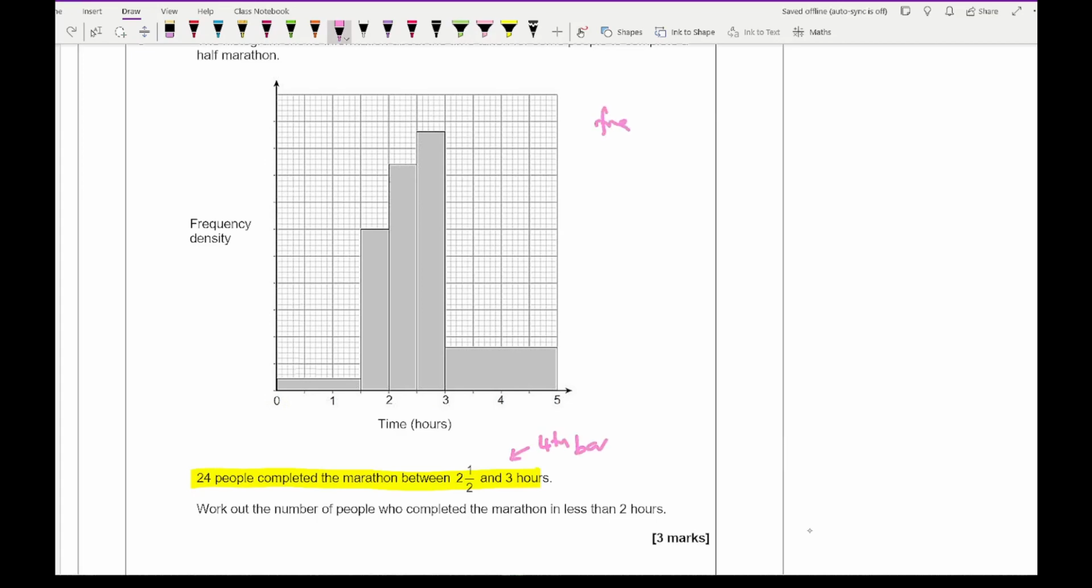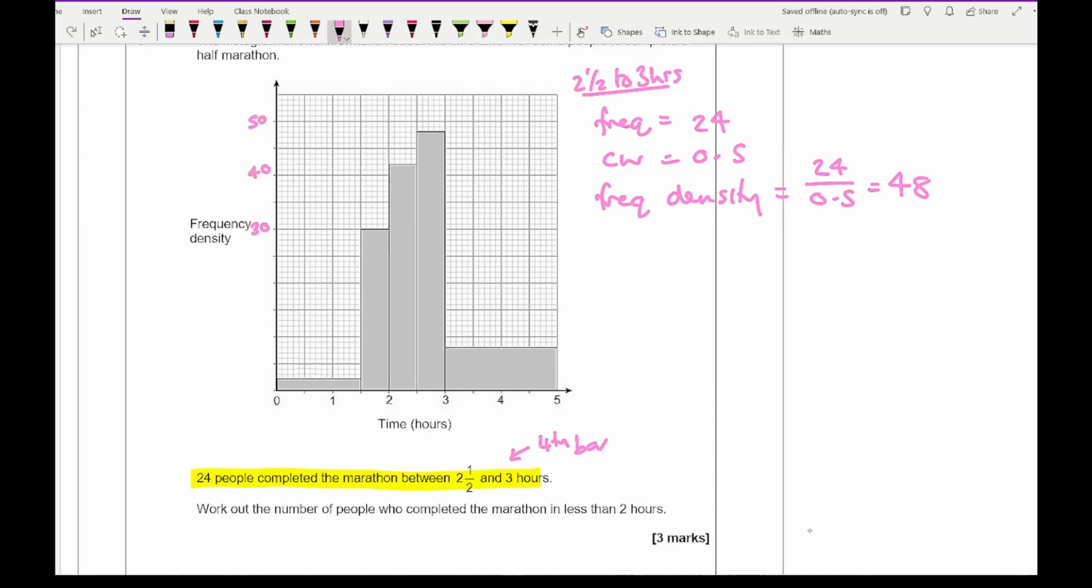So again, the frequency for 2.5 hours to 3 hours is 24. The class width is 0.5 because I'm working in hours. So the frequency density is going to be 24 divided by 0.5, which equals 48. So from this, what I then need to do is work out, if this last bar is 48, then I can use that to label the scale, and it's going up in fives, so it's going to be 20, 10 and 0. So from this I can then work out what the frequency density is.